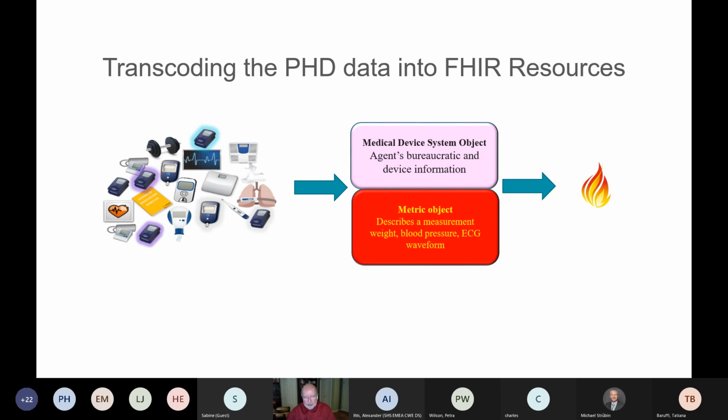So a little bit more detail on what happens in that profile. Again, it uses the IEEE 11073 standard, which has a number of parameters, but basically there's two key parts of it. There's the Medical Device System object, which tells you, okay, it's this type of device, it's manufactured by this person, and it was calibrated and meets these regulatory requirements. And then there's the Metric object that says, okay, it's a blood pressure measurement or a pulse oximetry measurement or a temperature measurement. So that's the information that's collected and mapped into FHIR. Next slide.